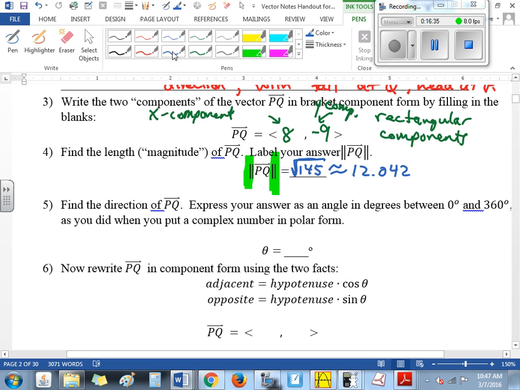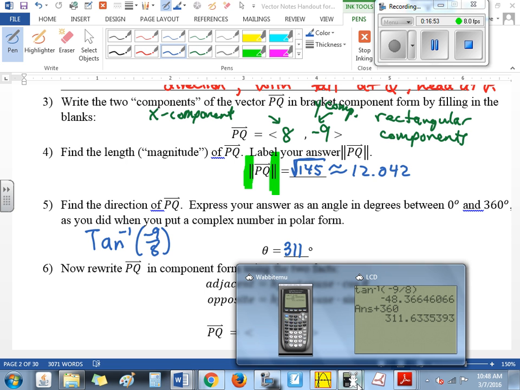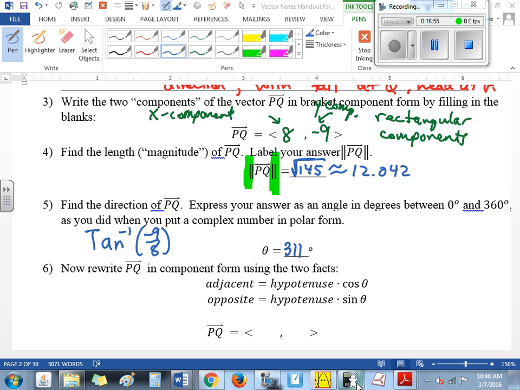311.64. So how did I do that? I just basically did arctan of negative 9 over 8. Okay, so 311. And usually we'll just use 3 digits after each decimal because you guys need to be ready for the AP exam next year, and they always ask for that. So it was 0.634. There we go.